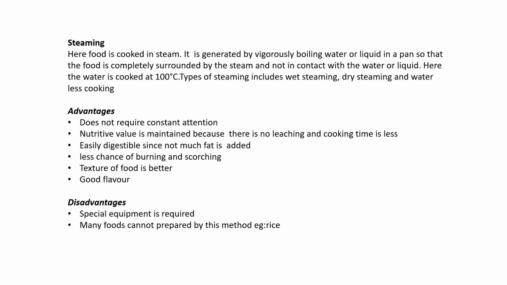Next is steaming. Here food is cooked in steam. It is generated by vigorously boiling water or liquid in a pan so that the food is completely surrounded by the steam and not in contact with the water or liquid. So here the water is at 100 degrees Celsius. Types of steaming methods are wet steaming, dry steaming, and waterless cooking.